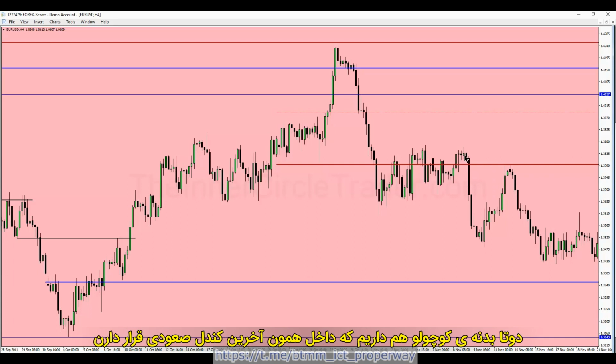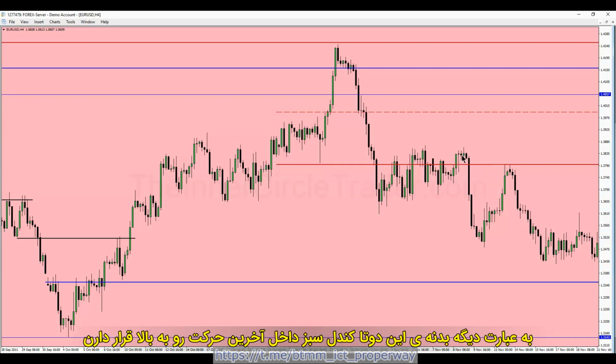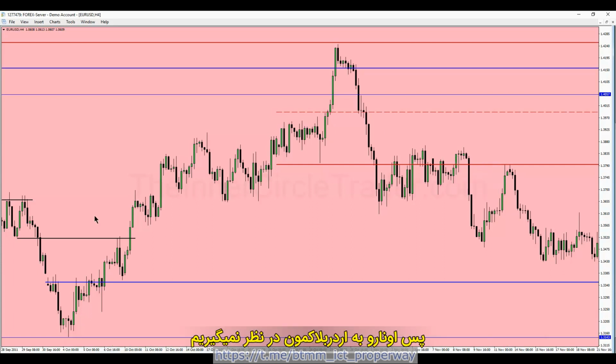Too tiny of a body, and it's also encapsulated inside this last up candle. In other words, this little green candle's body is basically inside of this up candle. So we don't look at that as a bullish order block. We used a big beefier body candle, and that would be seen here.